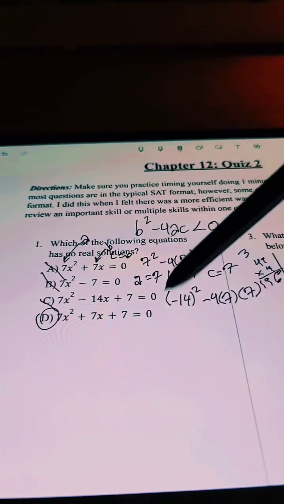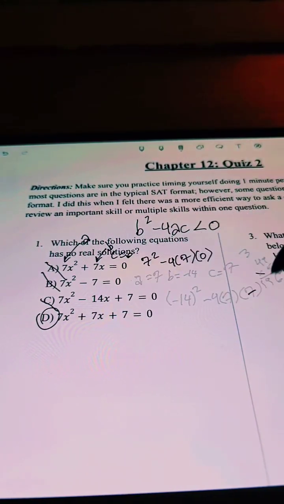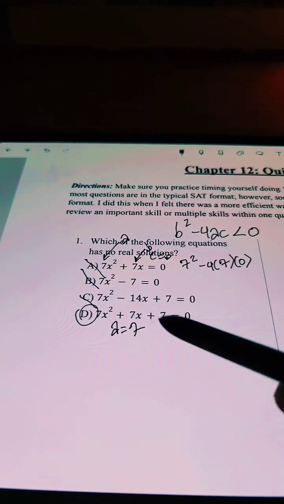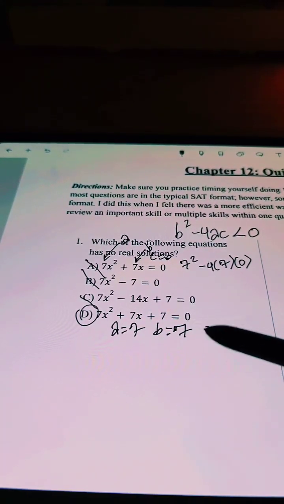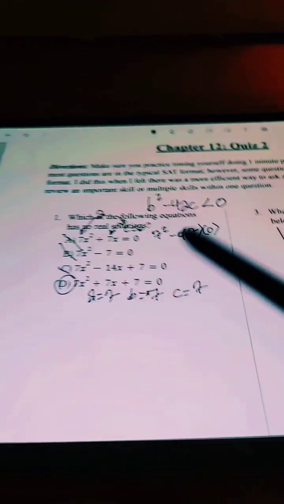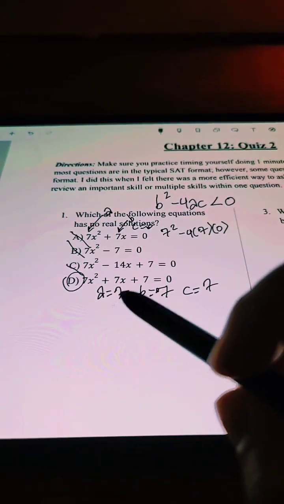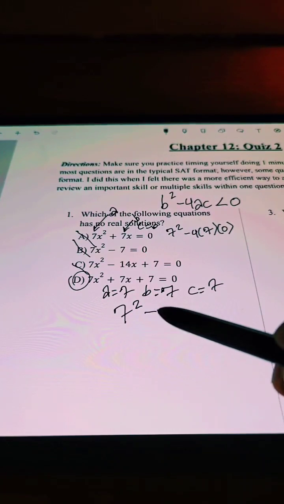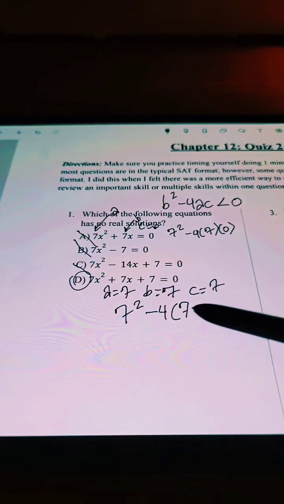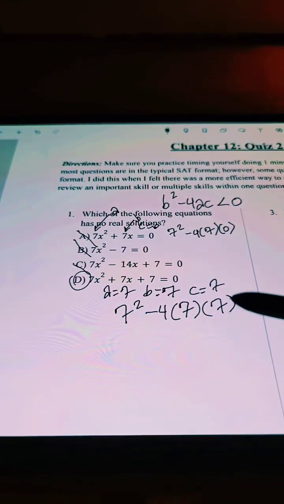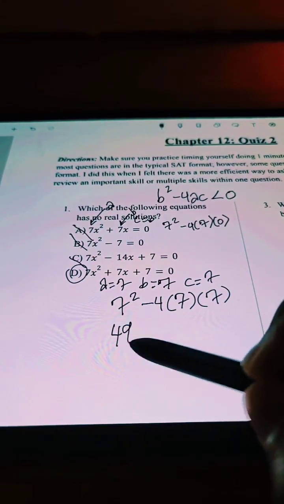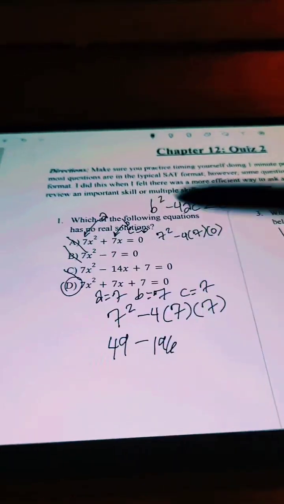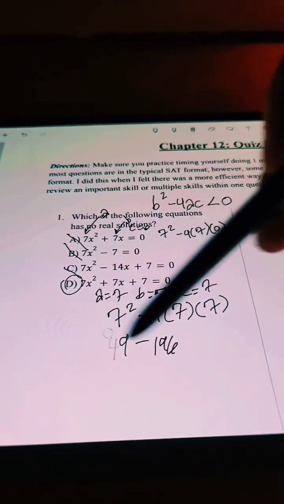But let me just prove to you why using the discriminant formula. A is going to be 7 here, B is going to be 7 here, and C is going to be 7. We plug that into the discriminant formula, and if we get something that's negative, it means there's no real solution. So this is going to be 7 squared minus 4 times 7 times 7, which is 49 minus 196, which obviously is going to give you a negative value. So that's how you can prove it for number 1.